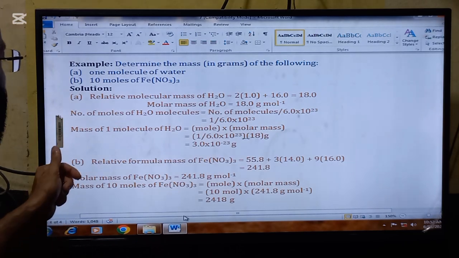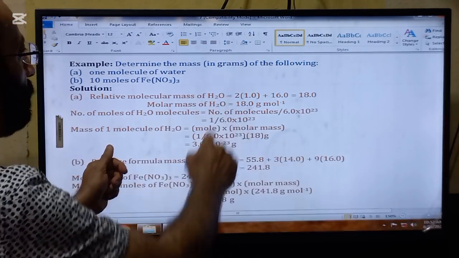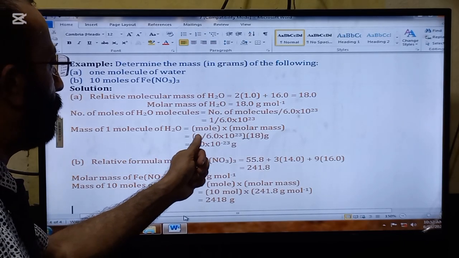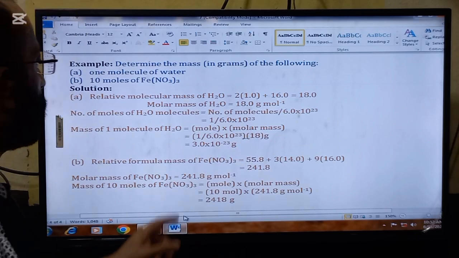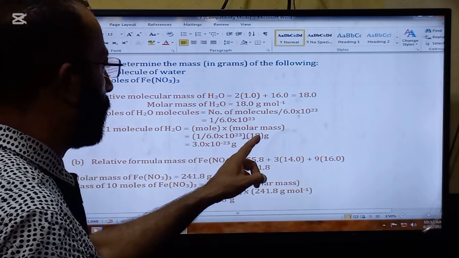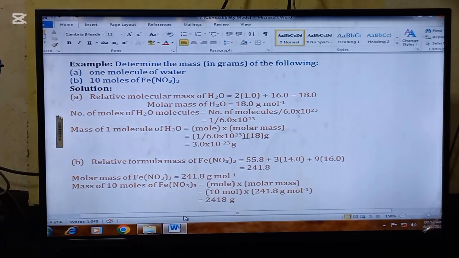Now we are going to find the mass of 1 molecule, because this is the requirement. The mass of one molecule of H2O will be equal to moles multiplied by molar mass. So moles are 1 over 6 multiplied by 10 raised to the power 23 and molar mass is 18. Solve it on the calculator, you will get the answer.